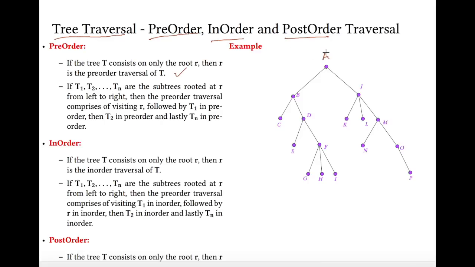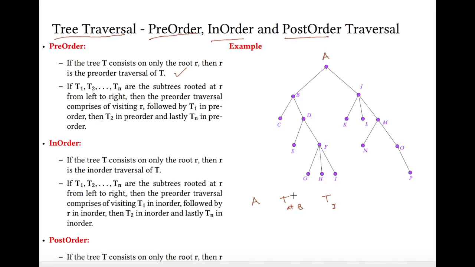Does it contain only one root for A? No, it contains some subtrees as well. We have one subtree rooted at B and one subtree rooted at J. So we say pre-order: first of all we visit A, then we visit the tree rooted at B, then we visit the tree rooted at J.